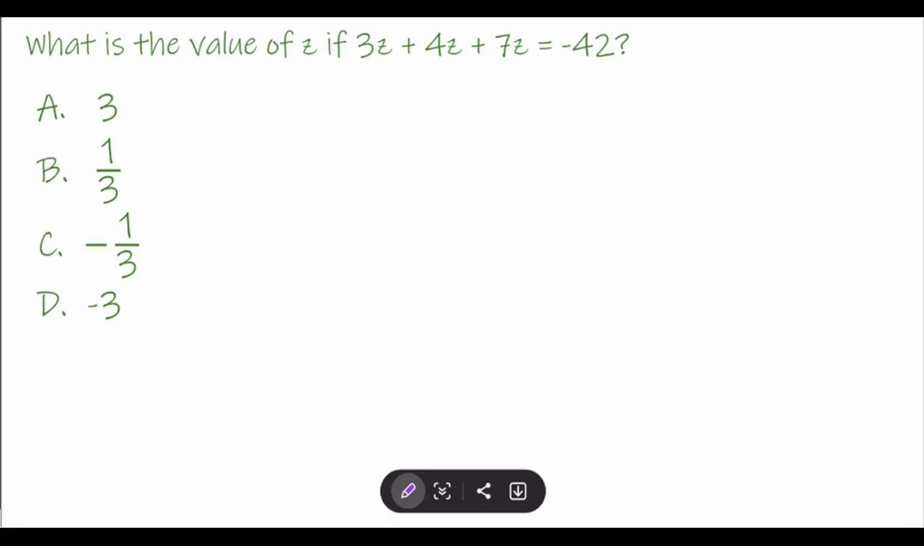So let us solve this math problem taken from an SAT math reviewer. So here's the problem. What is the value of z if 3z plus 4z plus 7z is equal to negative 42? So A is 3, B is 1/3, C is negative 1/3, and D is negative 3.